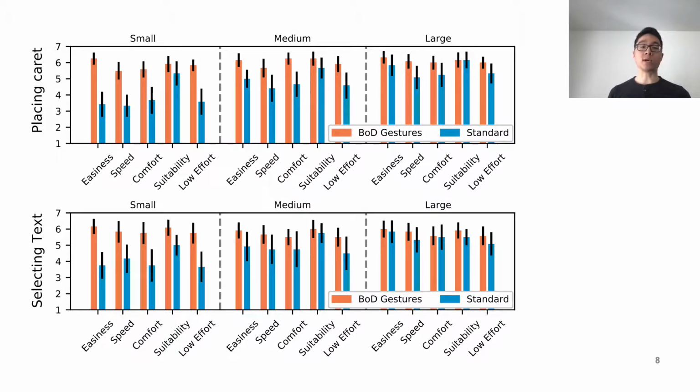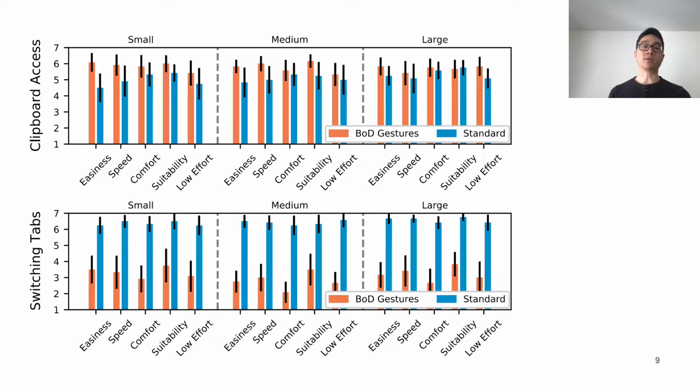Compared to recent ways to place a cursor and select text on Android systems, our participants found that our gesture set is superior in terms of easiness, speed, comfort, suitability, and effort. The same applies to clipboard access. However, our participants still prefer to switch tabs using direct touch instead of a gesture. For a full overview of all quantitative and qualitative results, please read our paper.